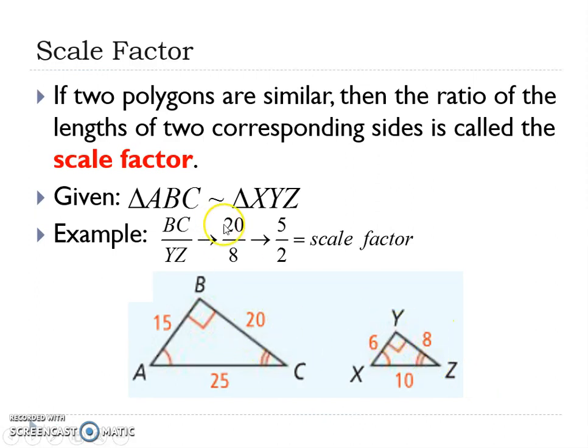20 to 8. If you reduce, that's a 5 to 2 ratio. This ratio, this proportion for these two polygons, is called the scale factor. So the scale factor for this figure is 5 to 2. If you do 15 to 6, that's 5 to 2 reduced. 25 to 10, that's 5 to 2 reduced. So you have to reduce, and that's the scale factor of the similar triangles.